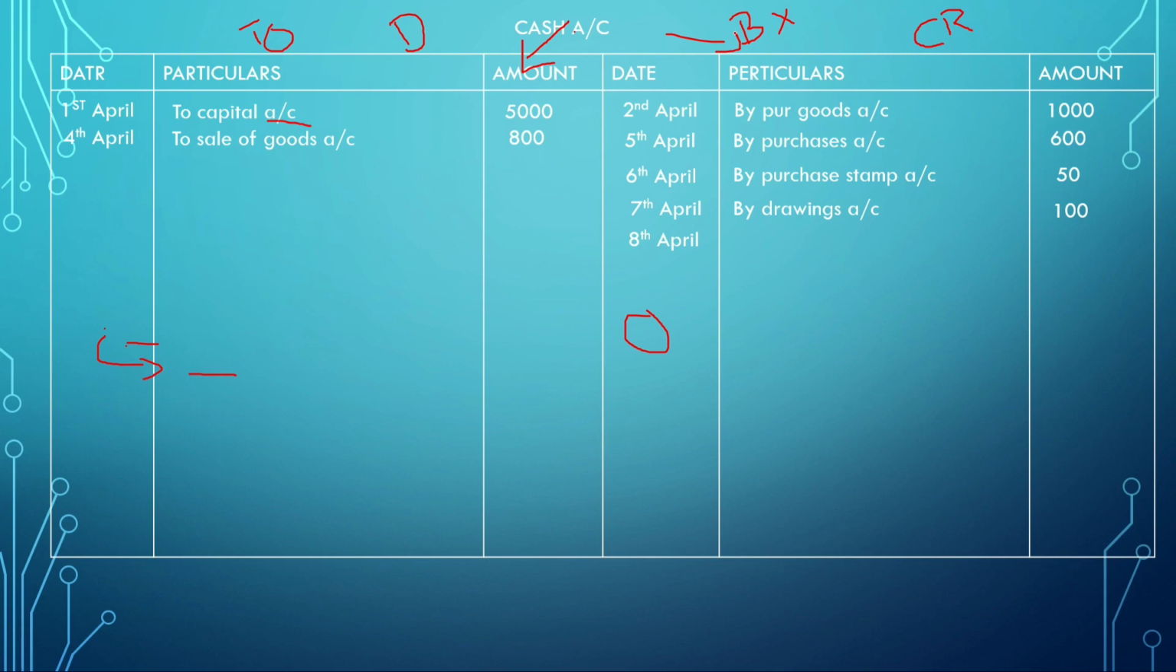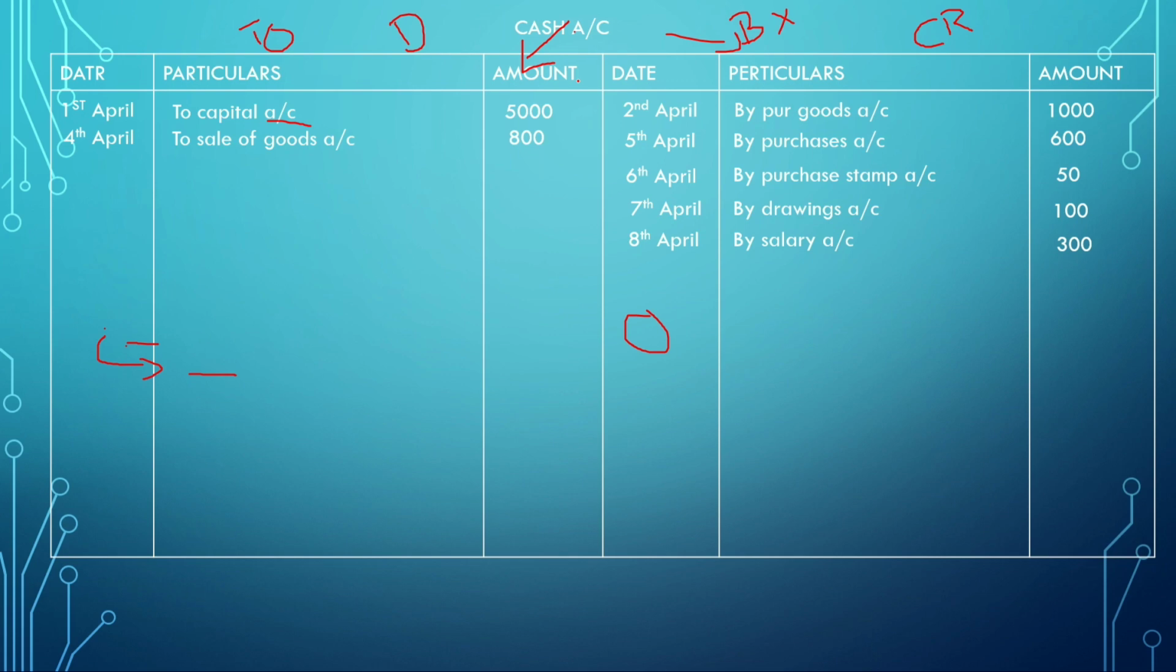How much amount we are paying as salaries? It is 300 rupees. The cash was going out for the sake of salaries, so by salary. And the next transaction happened on the 9th.